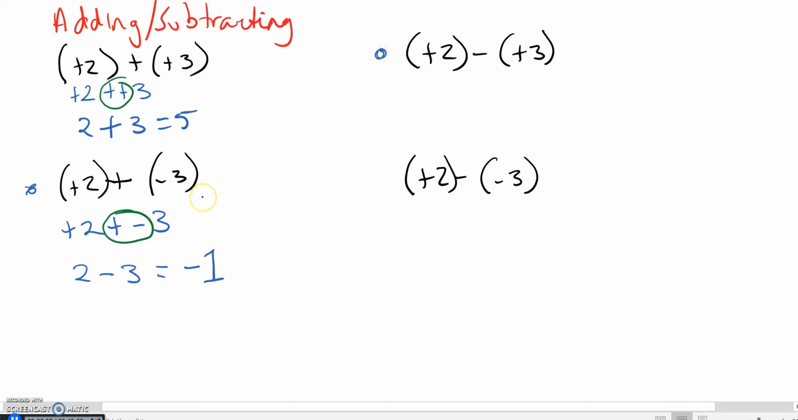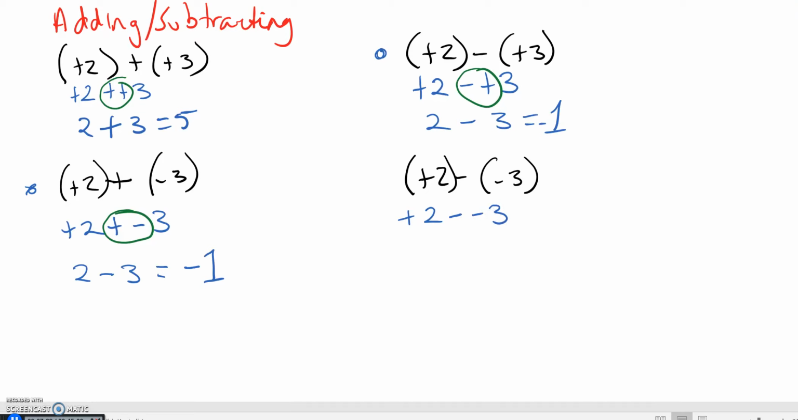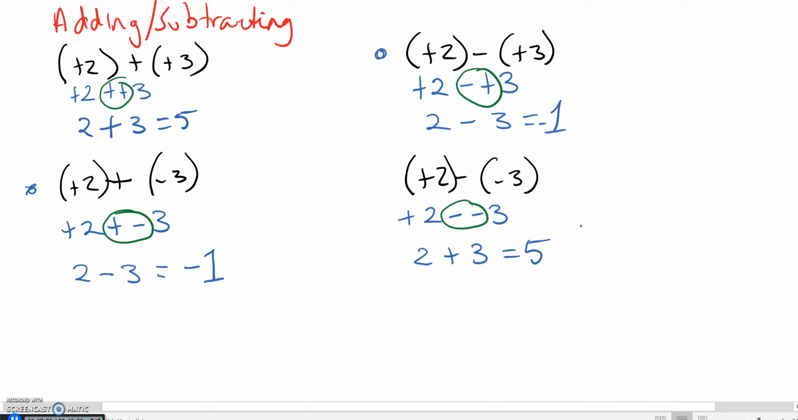Alright, so similar sort of thing, we've just changed the order there. Again, let's drop the brackets, plus 2 minus plus 3, a minus and a plus. We'll change that again to a 2 minus 3 is negative 1. And the last example, dropping brackets here, plus 2 minus negative 3. Our double negative becomes a 2 plus 3 is 5. So really straightforward sort of stuff.